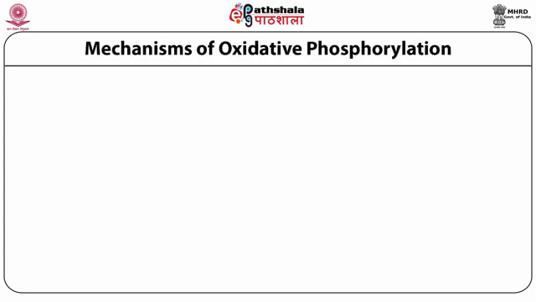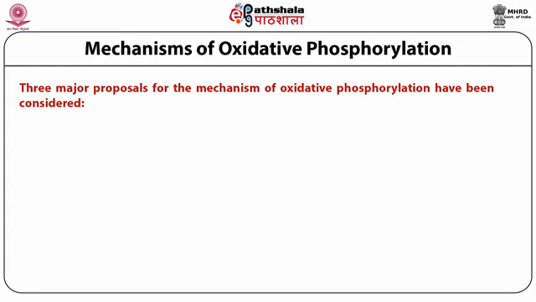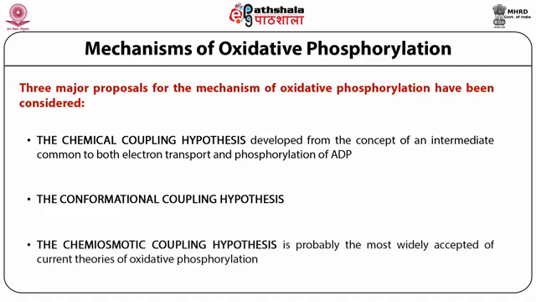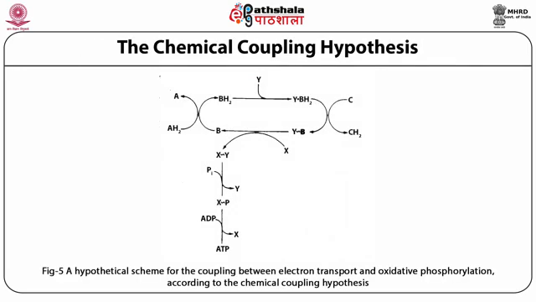Mechanism of oxidative phosphorylation. Three major proposals for the mechanism of oxidative phosphorylation have been considered: the chemical coupling hypothesis, developed from the concept of an intermediate common to both electron transport and phosphorylation of ADP; the conformational coupling hypothesis; and the chemiosmotic coupling hypothesis, which is probably the most widely accepted of current theories of oxidative phosphorylation.